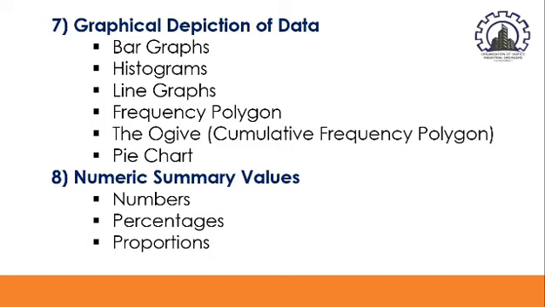And lastly, we have the pie chart. The pie chart is a circle graph divided into pieces, each displaying the size of some related piece of information. Pie charts are used to display the sizes of parts that make up some whole. And finally, the last example of a descriptive tool is numeric summary values, which includes numbers, percentages, and proportions.